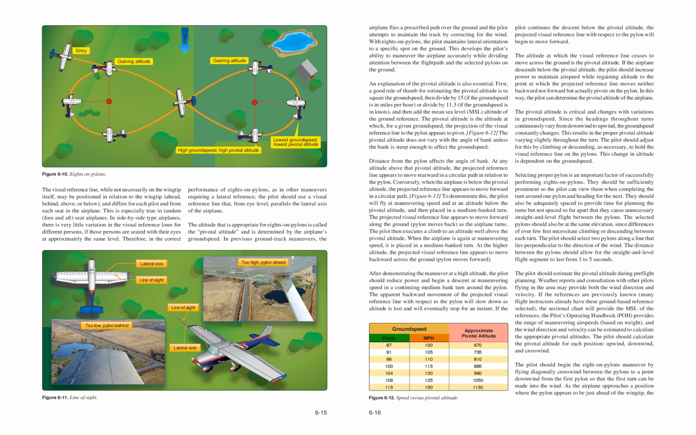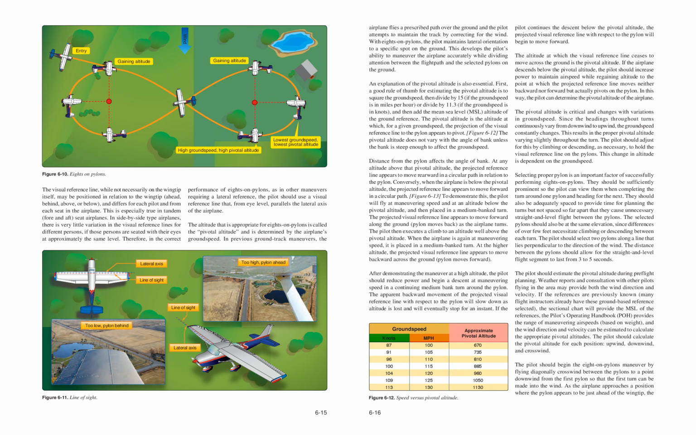Figure 6-16. The pilot continues the descent below the pivotal altitude. The projected visual reference line with respect to the pylon will begin to move forward. The altitude at which the visual reference line ceases to move across the ground is the pivotal altitude. If the airplane descends below the pivotal altitude, the pilot should increase power to maintain airspeed while regaining altitude to the point at which the projected reference line moves neither backward nor forward but actually pivots on the pylon. In this way, the pilot can determine the pivotal altitude of the airplane.